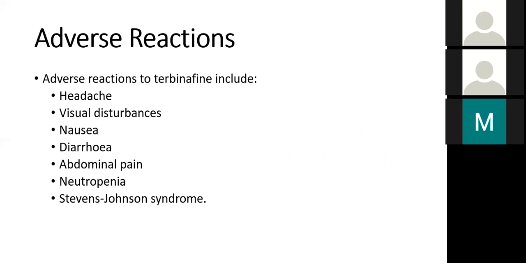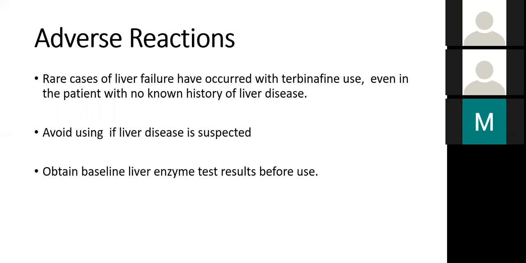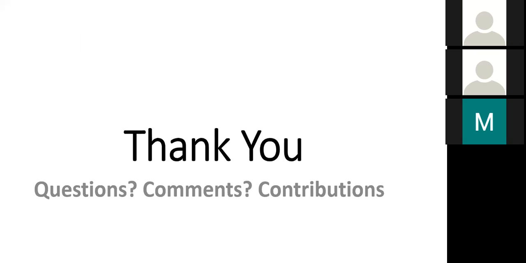So adverse reactions, you have headache, visual disturbances, and it's very important to take note of the Stevens-Johnson reaction or Stevens-Johnson syndrome, where they have peeling and ulceration of the mucous membranes, as well as rashes on the skin. A very important adverse reaction is liver failure. And so it's very important that if you have a patient who is suspected of liver disease, avoid using it. And it's also important to get a liver function test before you start the use of this medication.